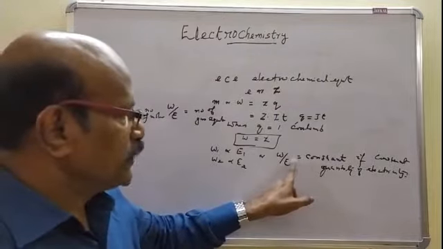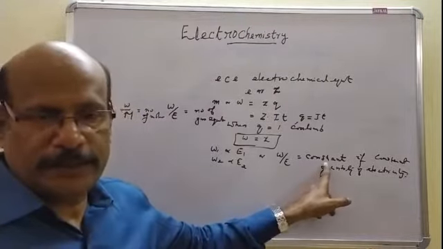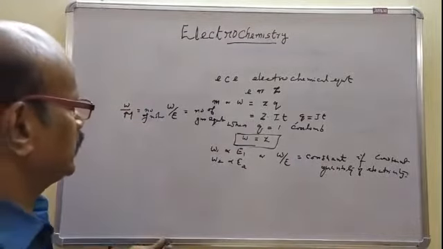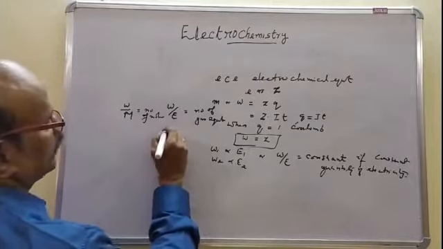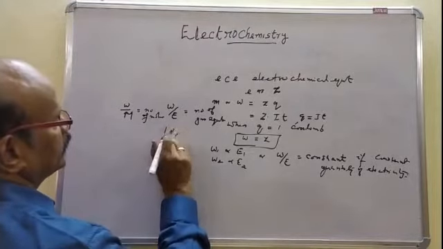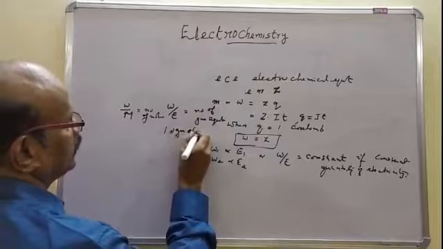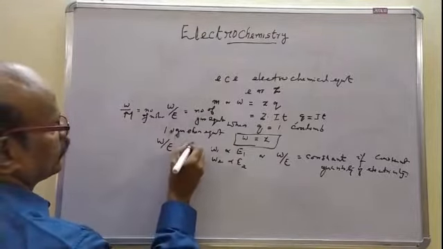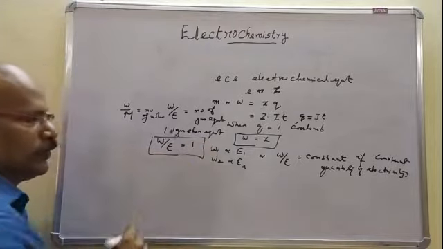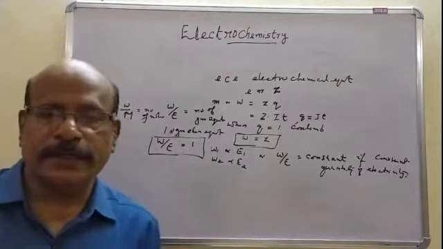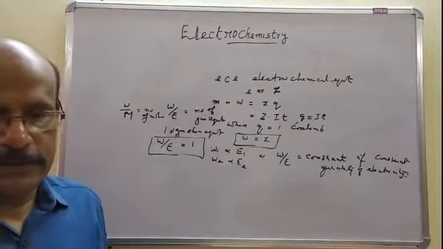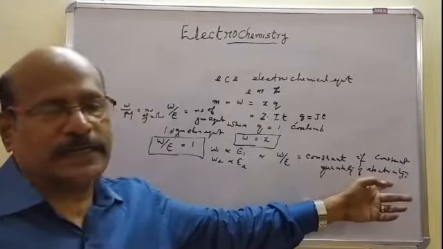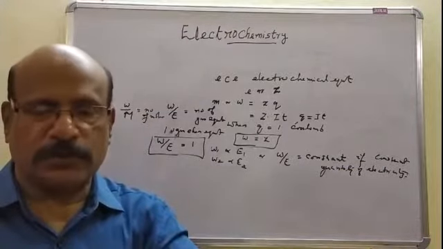in order to produce W by E equal to 1 gram equivalent of any material. W by E is called the number of gram equivalent. So in order to produce 1 gram chemical equivalent, that means W by E is equal to 1, from its solution, a constant quantity of current is required. That constant quantity of current is called Faraday.